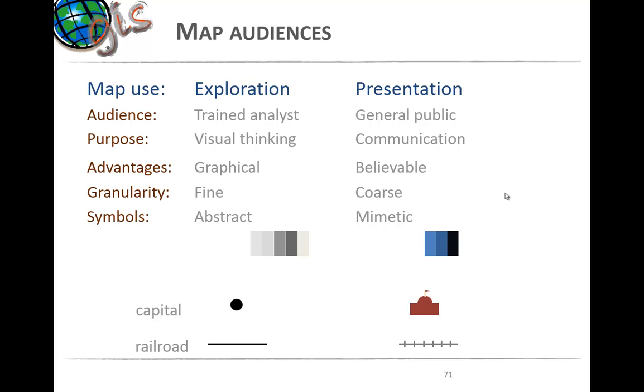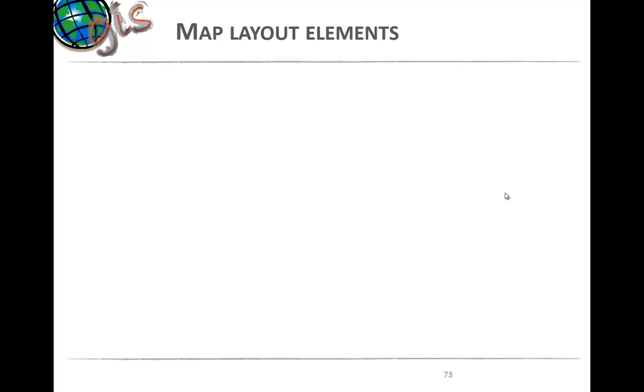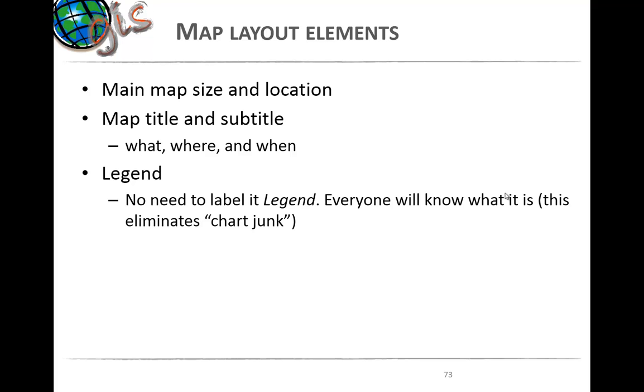So map layout is very critical, how you lay out your map. You need to maintain main map size and location. You need to maximize your map real estate, and then you need to focus on labeling your map correctly. You have to give it a title, maybe a subtitle. What is the map about, and where is this, and what are your project name, project city, maybe project county or state, and when you created this map, whether in 2011, 2012, which month, could be critical information.